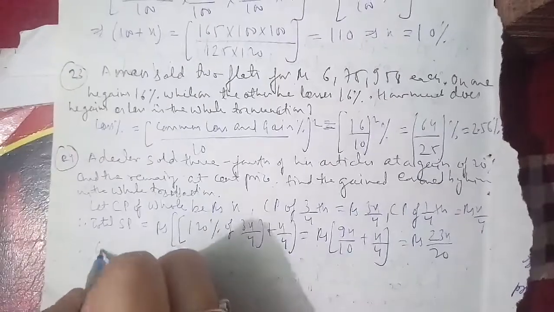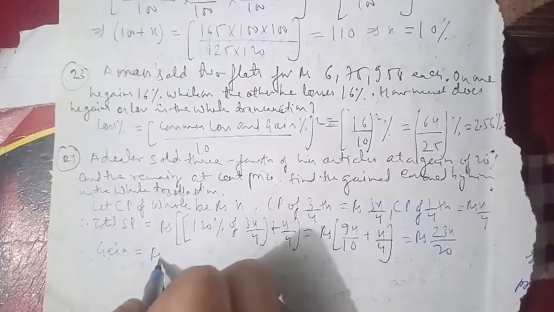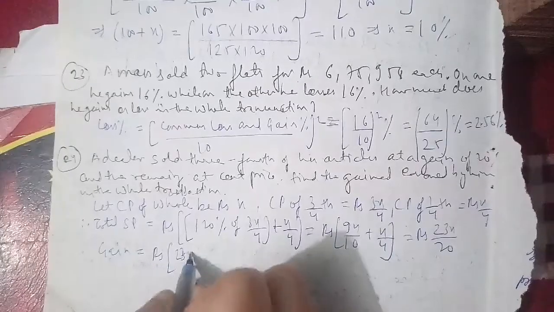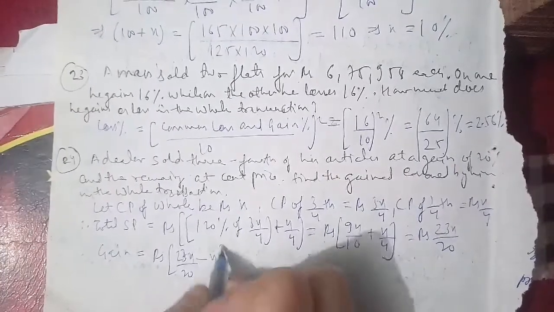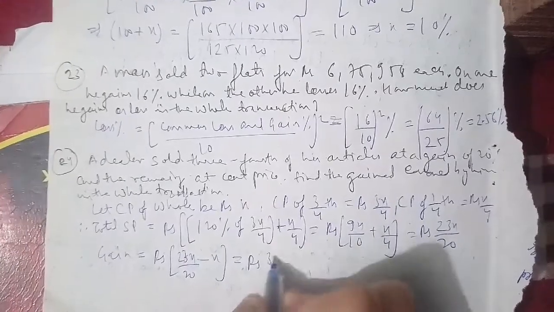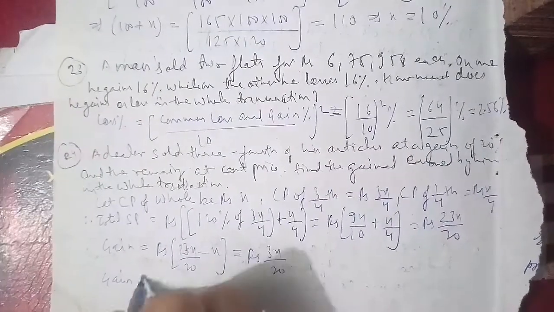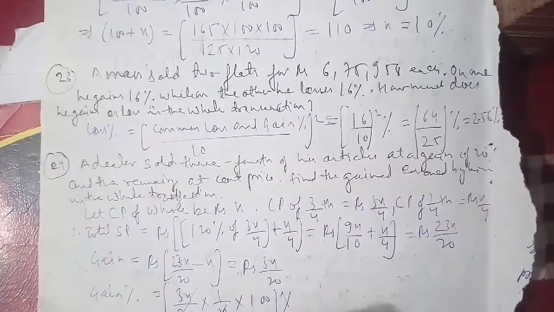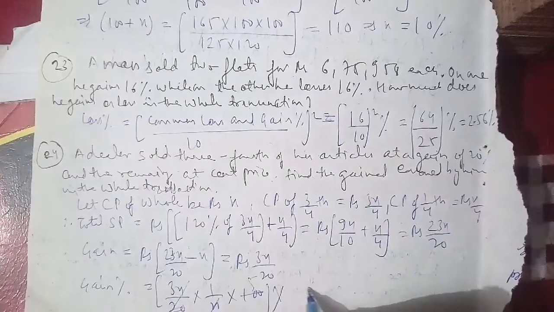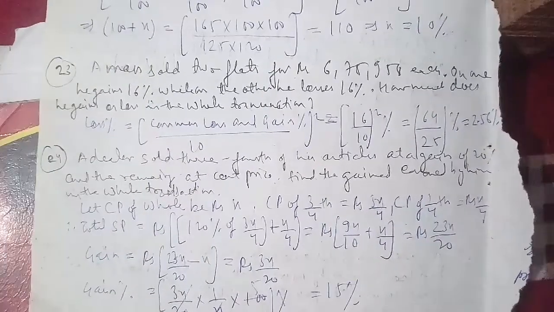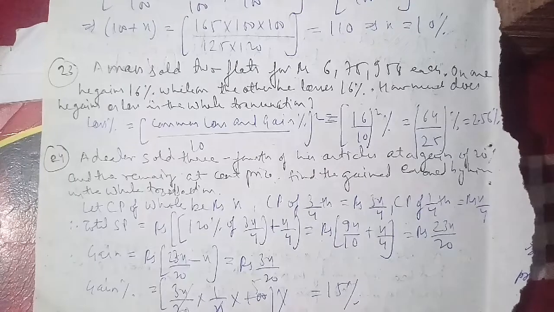So gain equals rupees 23x upon 20 minus x, which equals rupees 3x upon 20, and gain percent equals 3x upon 20 into 1 upon x into 100%. So x is cancelled by x, 20 ones are 20, 20 fives are 100, so 5 threes are 15. We get the answer as 15% for this question as well.